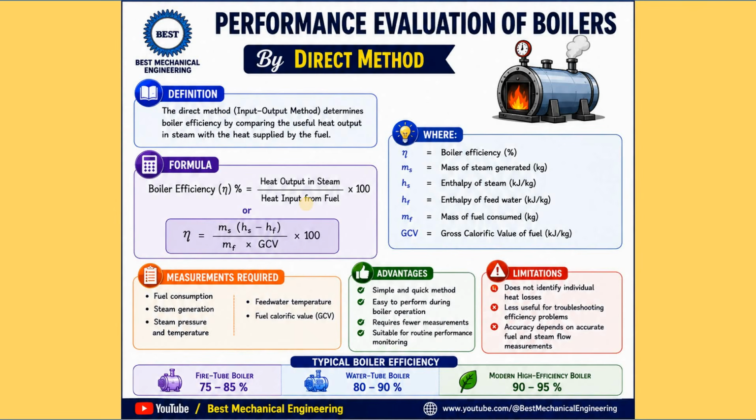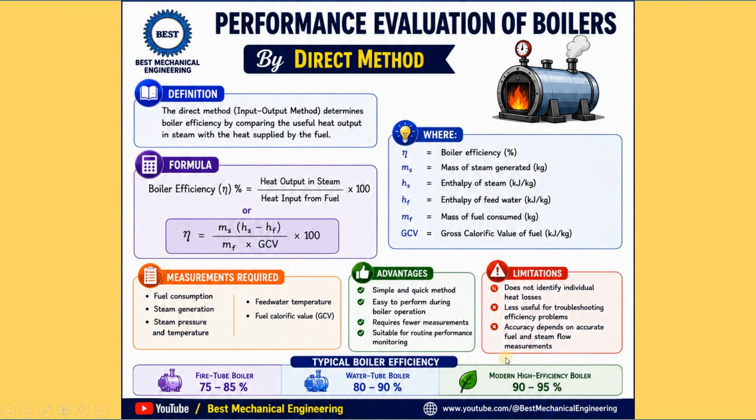And these are the conclusions of this topic. So we can conclude that it is an input-output method, and this equation is output upon input. Here we can see the equation is mentioned in terms of ms, which means the mass of steam. This mf is the mass flow rate. So various types of parameters are used. This is hs minus hf, and this is the gross calorific value. These are the measurements required, which means we need to measure the fuel consumption, steam generation, steam pressure and temperature to find out the enthalpy, feed water temperature, and the gross calorific value.